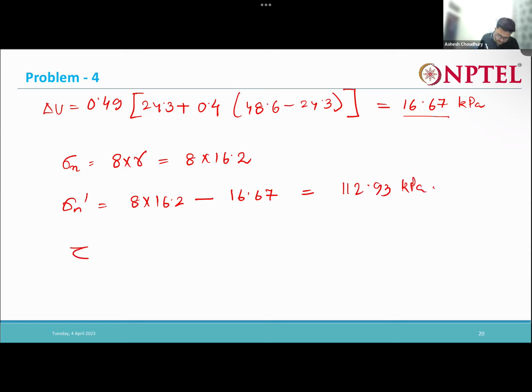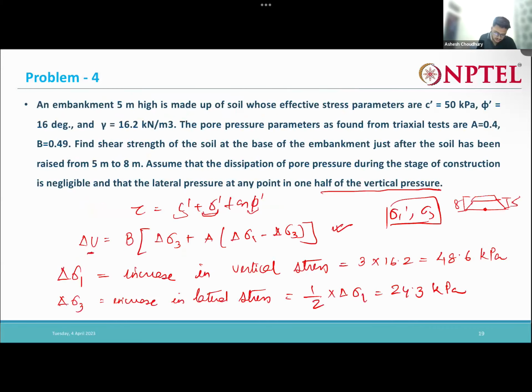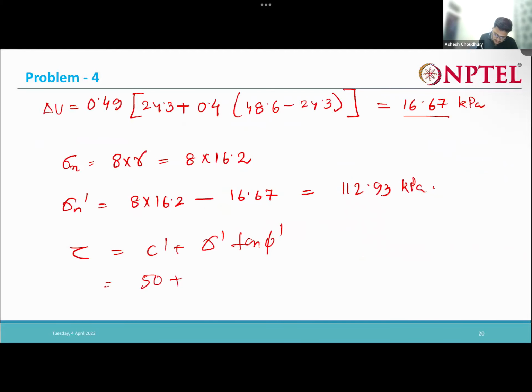Now you can calculate the shear strength. So what is the C dash that is given to me? 50. Sigma dash, you know, 112.93, tan 16 degrees. So let's calculate 50 plus 112.93 into tan 16. It will be 82.38 kPa. So this is my shear strength.